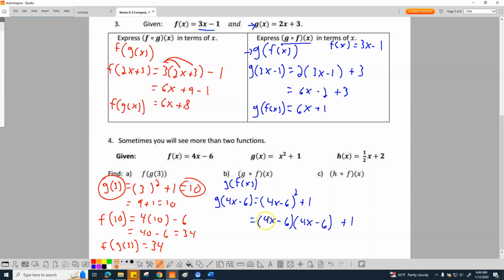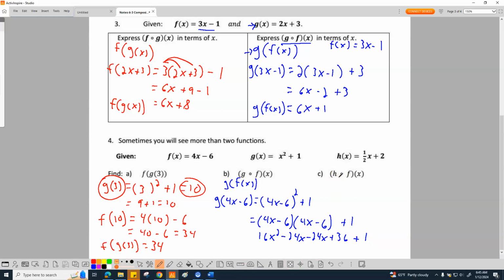And then you'd have to go to the 4x times 4x. So you'd end up with 16x squared. Then 4x times negative 6, you'd end up with minus 24x. Then you'd go over to the negative 6. You'd end up with minus 24x again. And then negative 6 times negative 6 is positive 36. Bring down your 1.